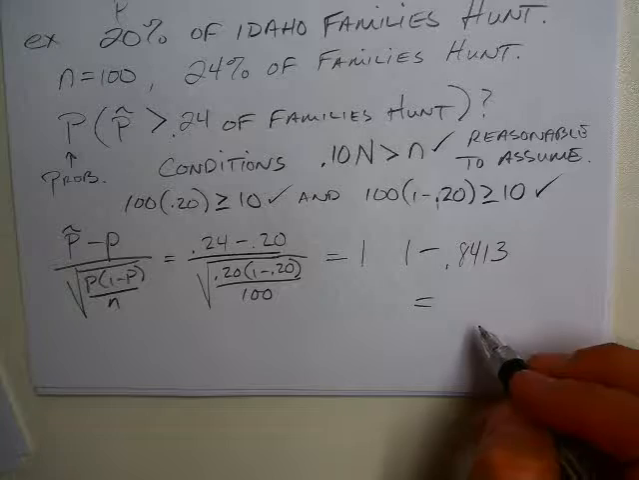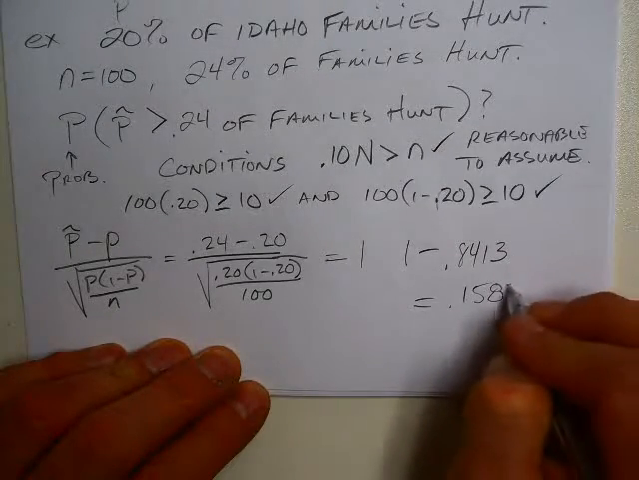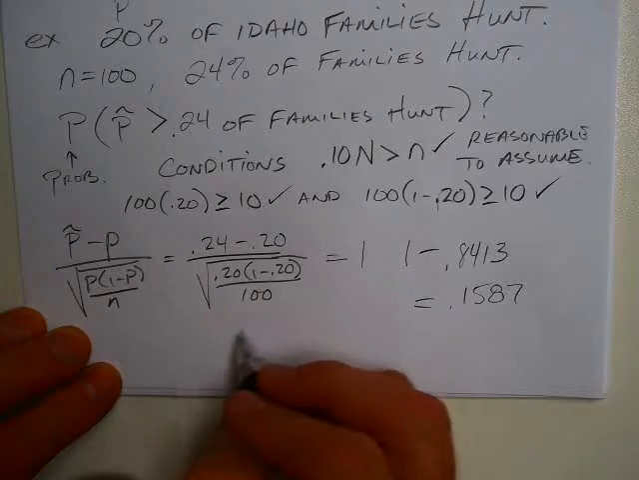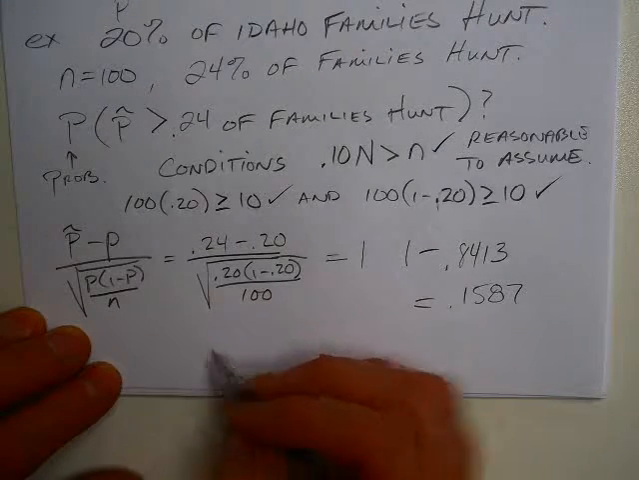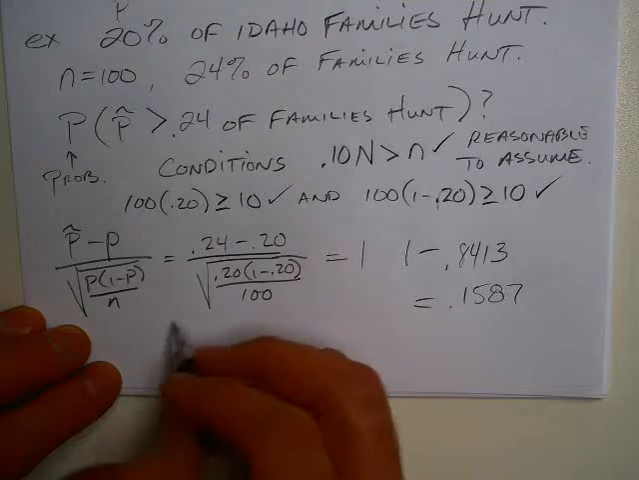So what is that? 0.1587? But I would say about 16%. About 15%, or about 16% of the time we would expect our sample to show that 24% of the families hunt.